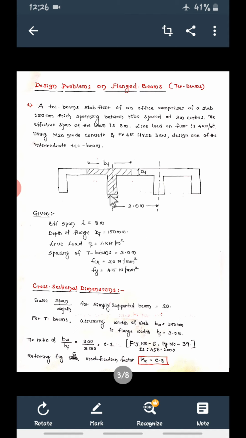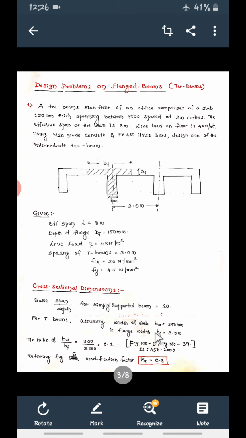Now normally this will be assumed. In the previous problems also we have assumed this width of the beam. So width of beam or width of web we can assume 250 mm or 300 mm, you can assume any value. So this bw will be 300 mm.